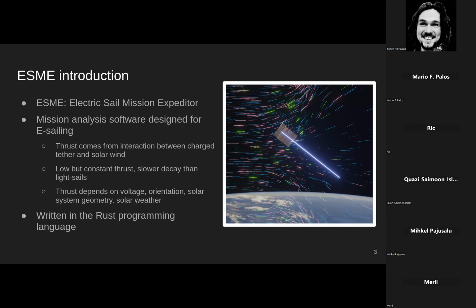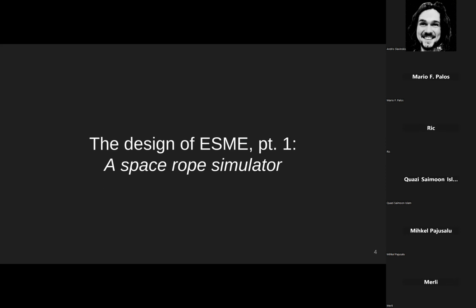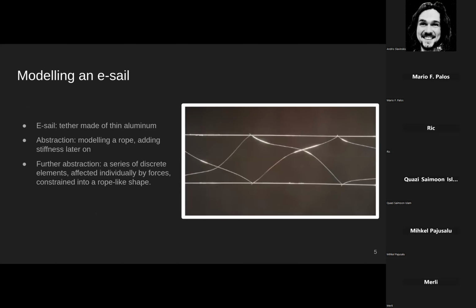So in order to make a proper mission design, we need a special tool. So that's what we're making from scratch. I'm writing it in the Rust programming language. Happy to talk about why later. So about the details. First, I'm going to talk about the space rope simulator that ESME basically is.